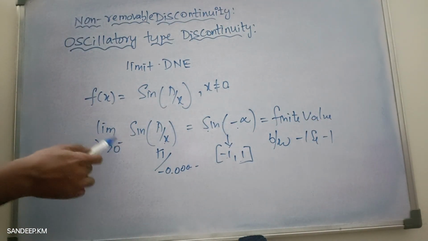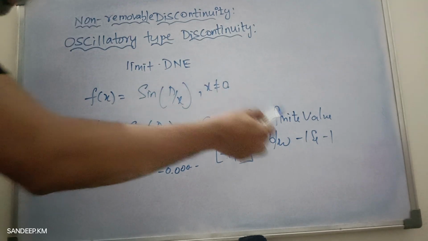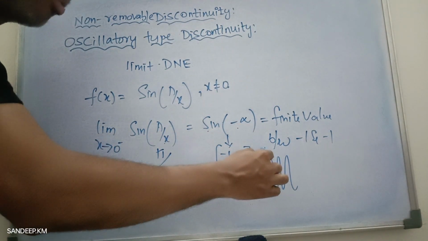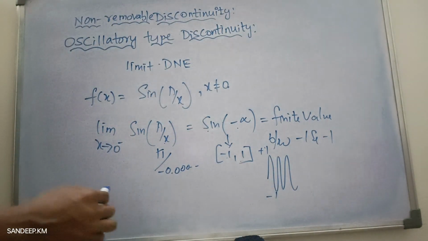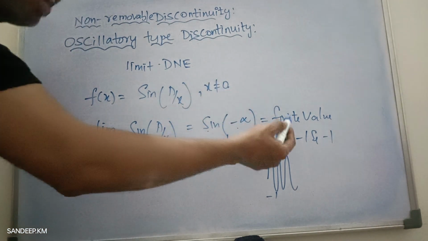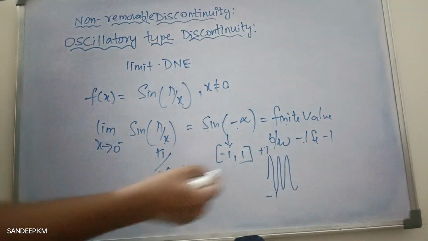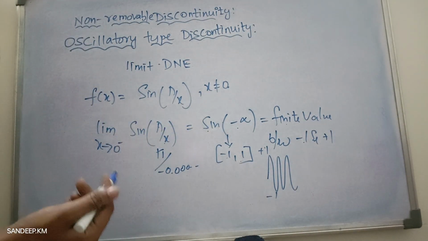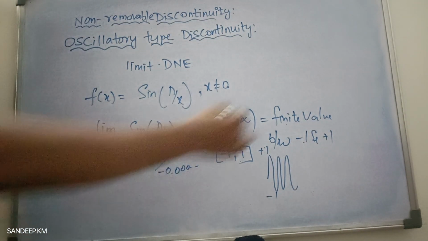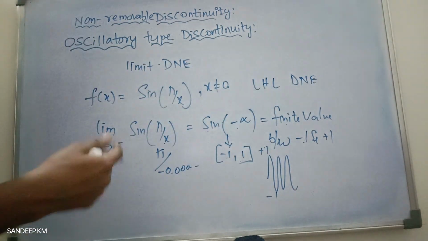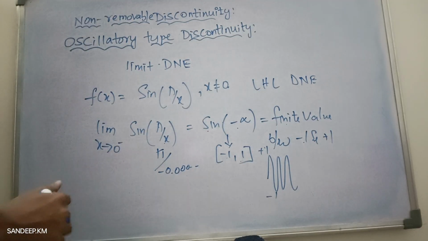See, the left hand limit is a finite value which keeps oscillating between two outputs. What are the two outputs? Plus 1 and minus 1. It keeps oscillating between two outputs, plus 1 and minus 1. So it is a finite value between minus 1 and plus 1, but we do not know what is that finite value. We cannot say what is that finite value. For this reason, the left hand limit does not exist, or left hand limit is not defined.